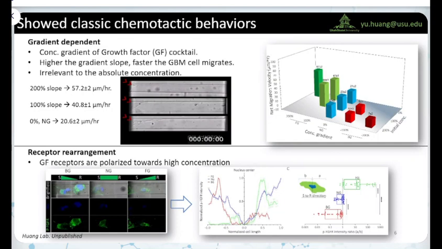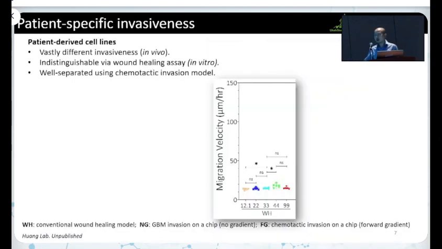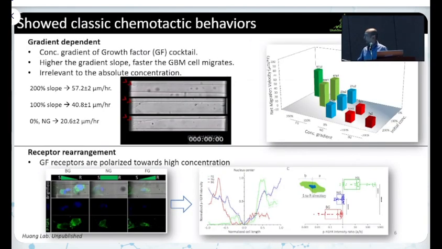Right. So we take the data to show the relationship between the migration velocity as a function of concentration gradient versus the initial concentration. As you can see, it shows a good proportional relationship of the migration to the gradient, but not to the initial concentration. So what does that suggest? It doesn't matter what the actual absolute concentrations are. The cell migration is mostly determined by the gradient slope.